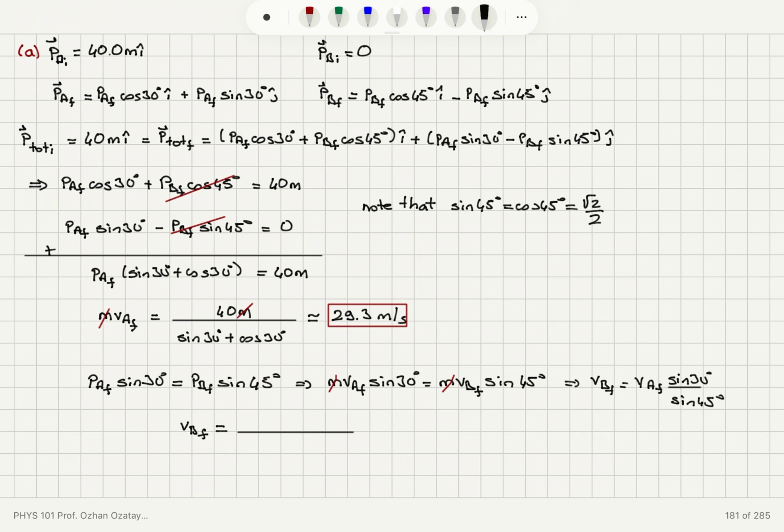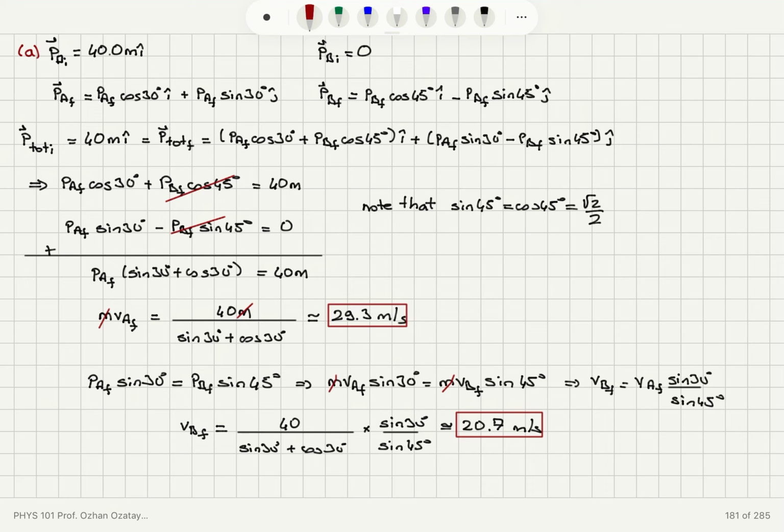So this gives me for VB final, VA final was 40 divided by sine 30 plus cosine 30, as we have found here. VA final is 40 divided by sine 30 plus cosine 30 multiplied with sine 30 divided by sine 45, and this gives us 20.7 meters per second for the final speed of asteroid B.